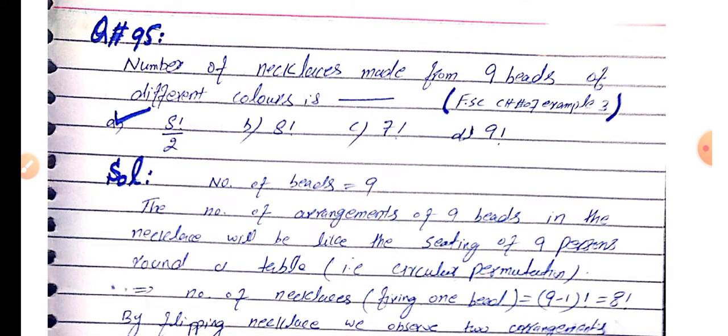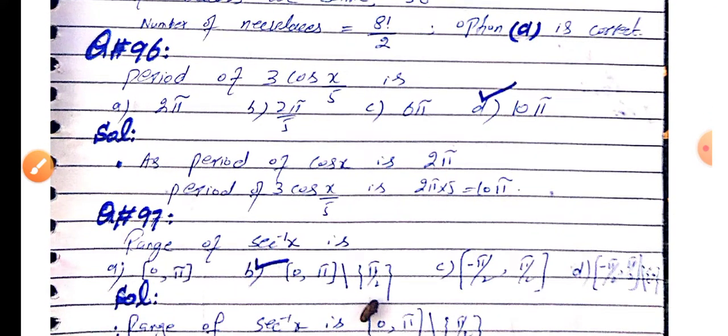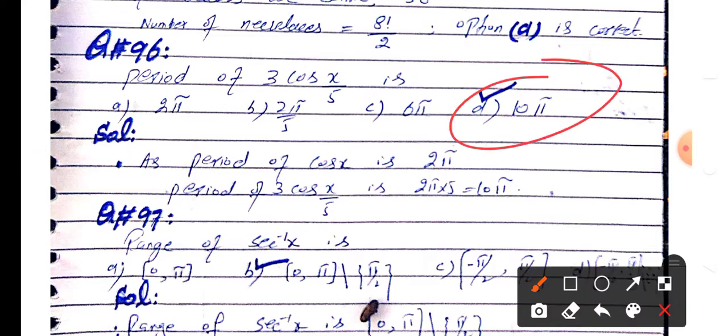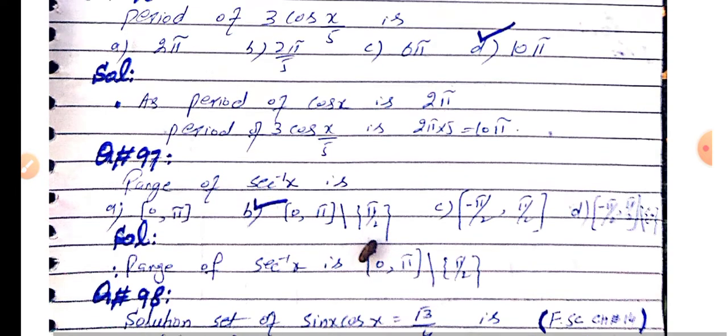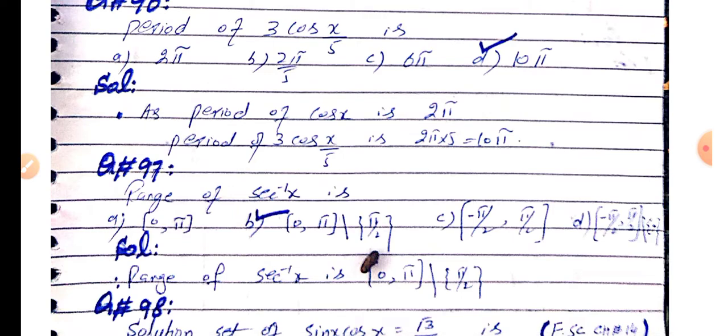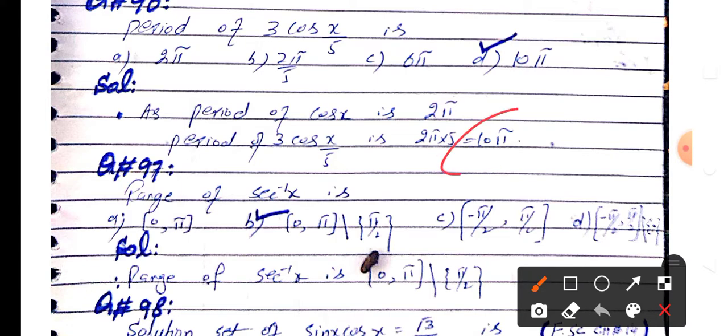95. Number of necklaces made from 9 beads of different colors is from FSC chapter 7, example 3. So 8 factorial by 2 is the correct answer. 96. Period of 3 cos x by 5 is, so the correct answer is 10 pi. We know the period of cos is 2 pi. Period of 3 cos x by 5 is 2 pi by 1 over 5, that is 10 pi. So 10 pi is the correct answer.